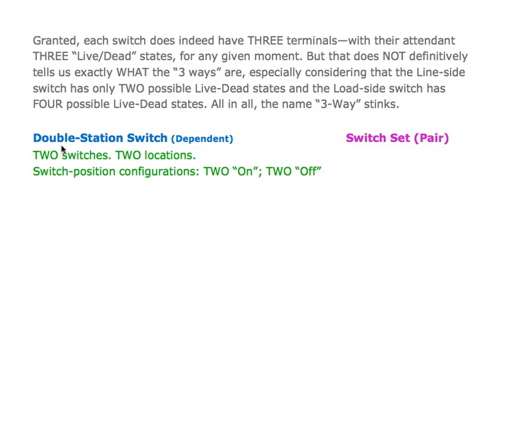I have renamed it double station switch. It's 2 switches, 2 locations. When you see this setup, if you see one double station, or you'd call it a 3-way switch, there has to be another one. It's a switch set. They come in a pair. They have to come in a pair or they won't work. And then there's switch position configurations. 2 are on, 2 are off. 2 switches, double. 2 locations, double. 2 on, a double, and 2 off, double. That's the name I have assigned to this switch.